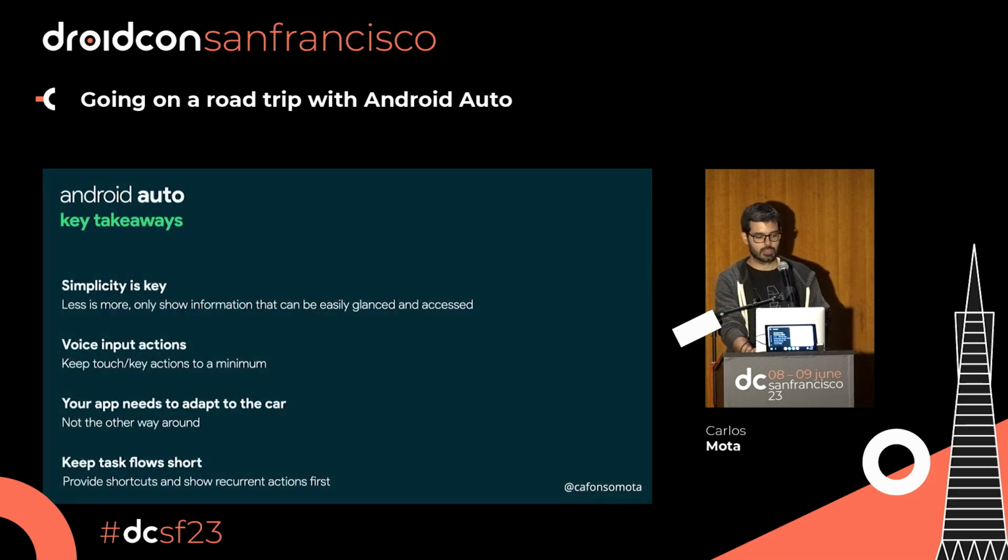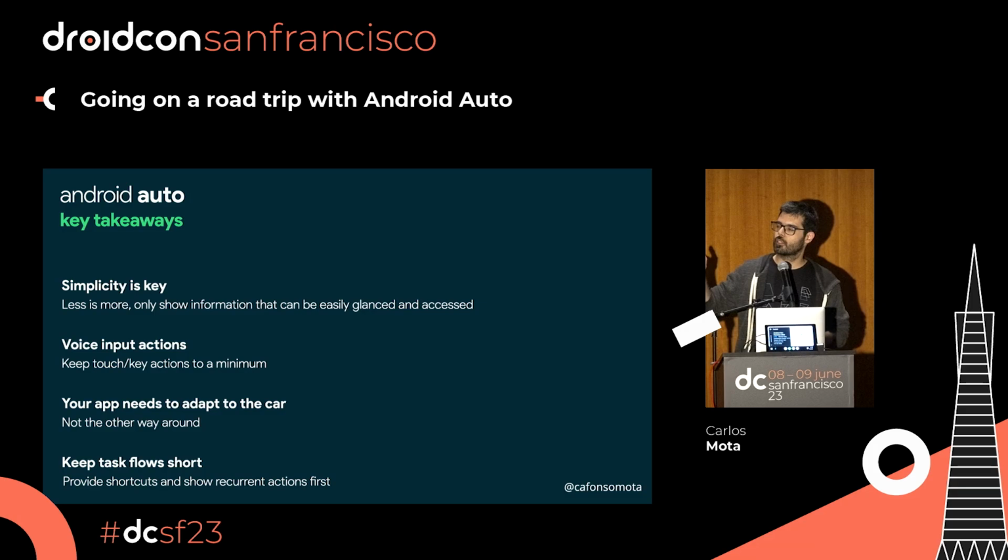Some quick key takeaways: simplicity is key. Don't try to add everything to your Android Auto. Just give it the basic use cases that will allow the user to interact with it. Add voice input actions to keep it easier. Your app needs to adapt to the car and not the other way around.